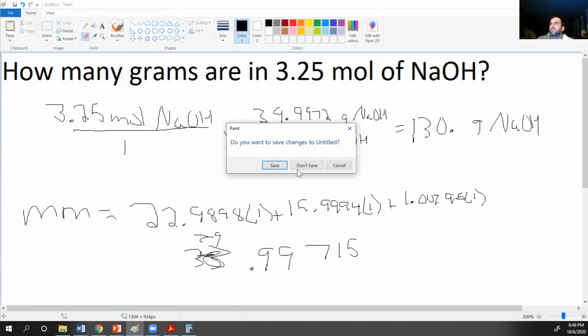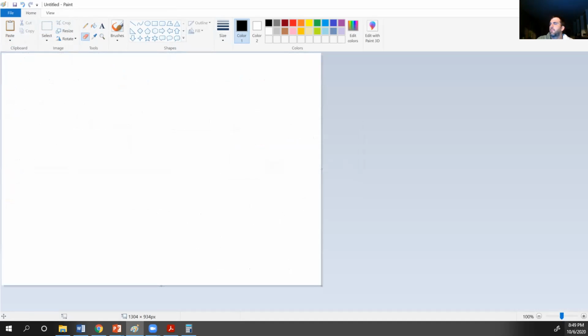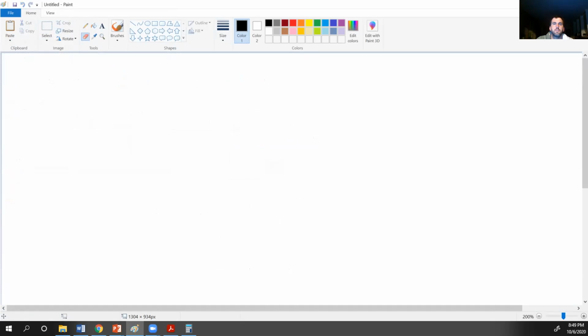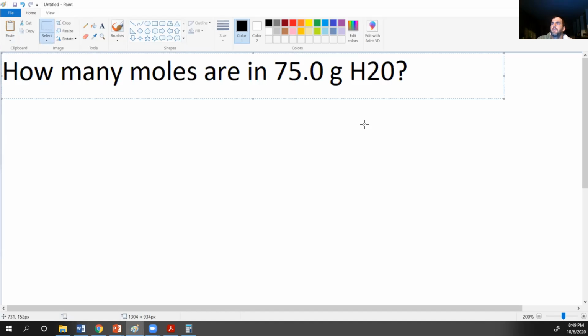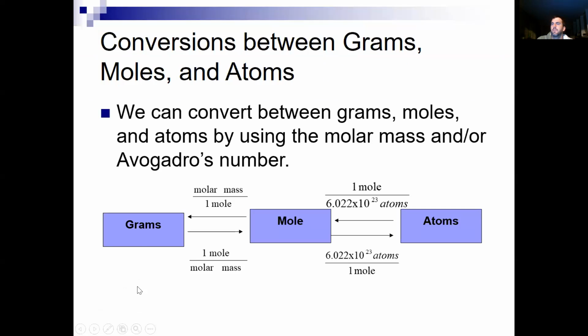Another example. My next example asks how many moles are there in 75.0 grams of H2O. So I'm going to go from grams, mass, to moles. So I'll multiply by 1 mole over the molar mass.